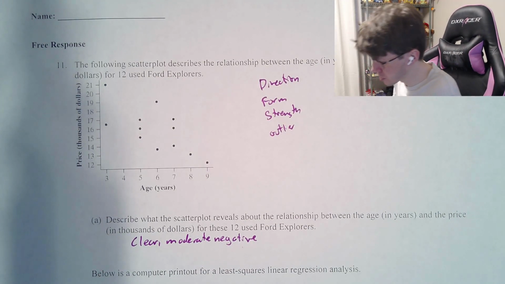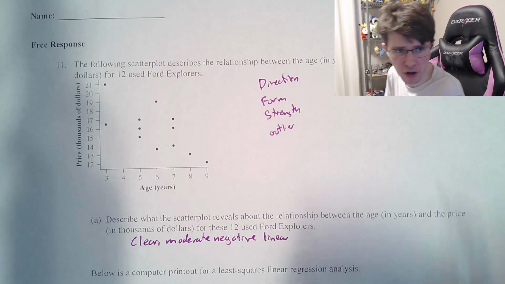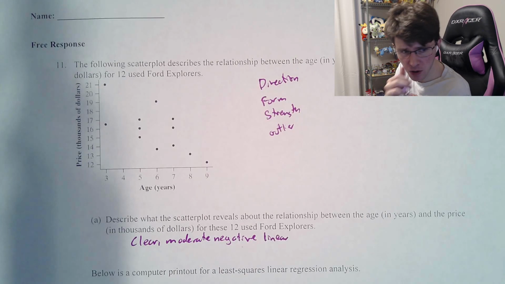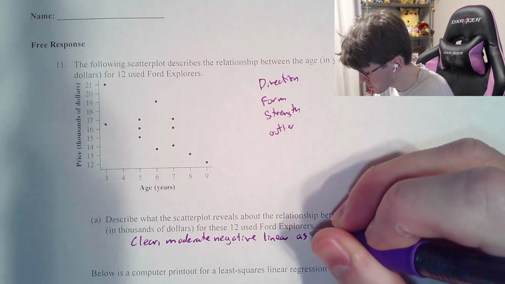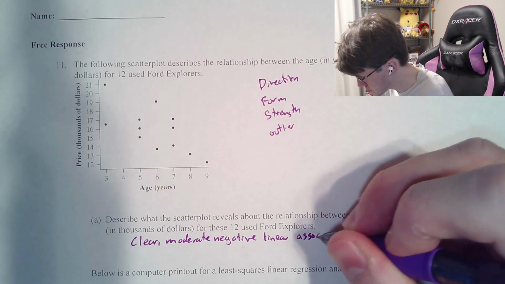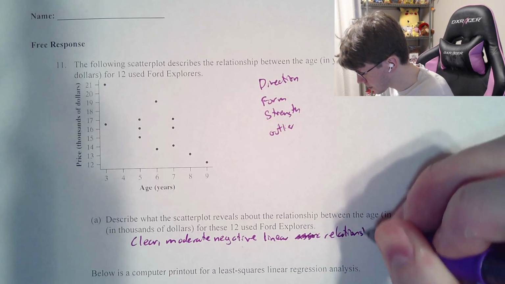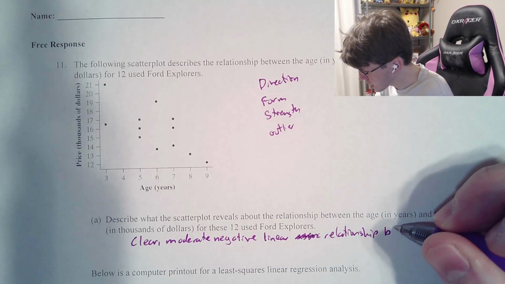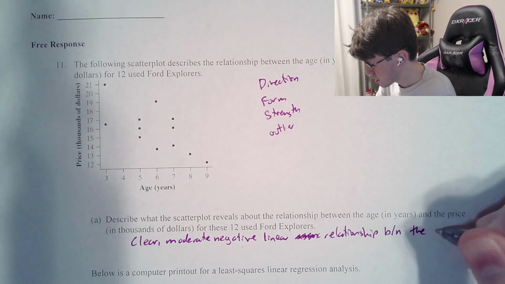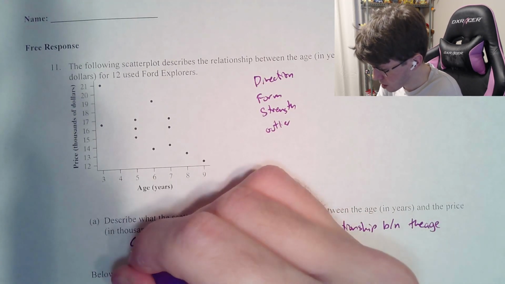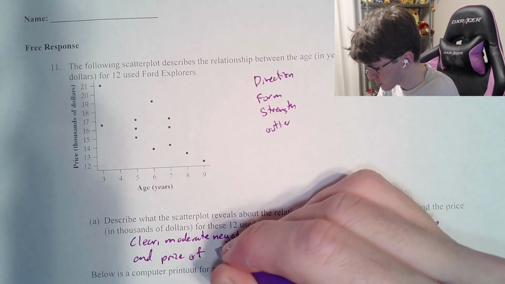We're good though. All right, clear, moderate, negative, linear. Either linear or non-linear, by the way, whenever you're doing form. So clear, moderate, negative, linear association, or relationship. Maybe I should say relationship. Between, I'm doing B/N for between, between the age and price of Ford Explorers.